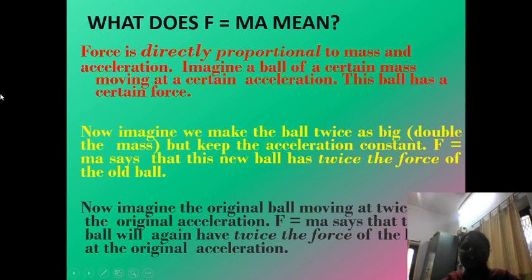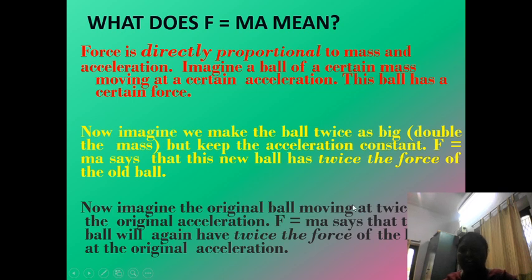Imagine a ball of certain mass moving at a certain acceleration. This ball has a certain force. Now imagine we make the ball twice as big. That means the mass has increased twice, but we keep the acceleration constant. That means acceleration is a only, but mass has become 2m. What will be the force applied on the ball? It will be twice the force of the first ball. First ball is F = ma. Second ball is F = 2m into a. Hence the force applied also becomes double.